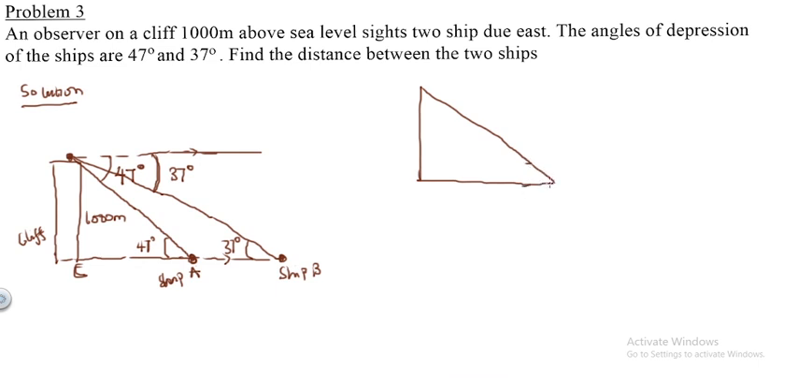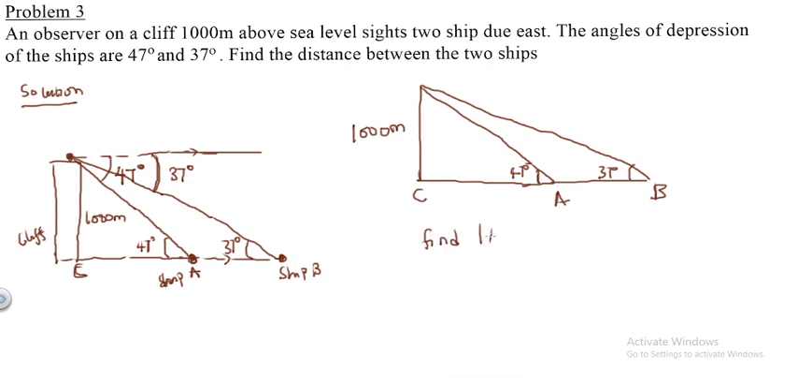This would be B, and this is angle 37 degrees. This is a 47 degrees angle, and this is the height of the cliff, which is 1,000 meters. Now I label this as A, and I label this as B, and I label this as C. We are told to find the distance between the 2 ships, which means that we have to find AB. So we have to find line AB.